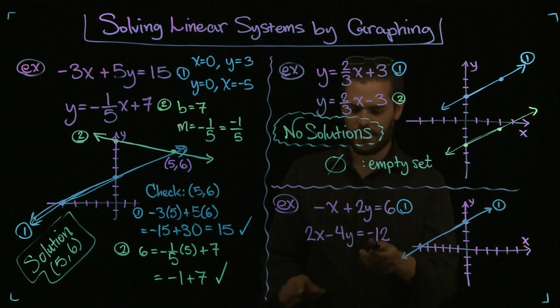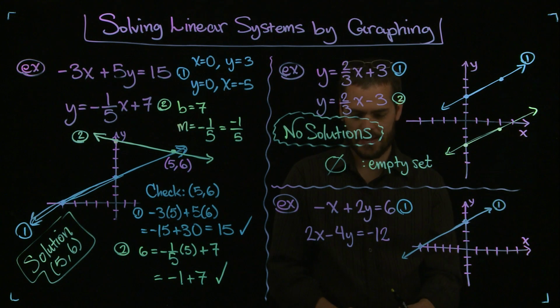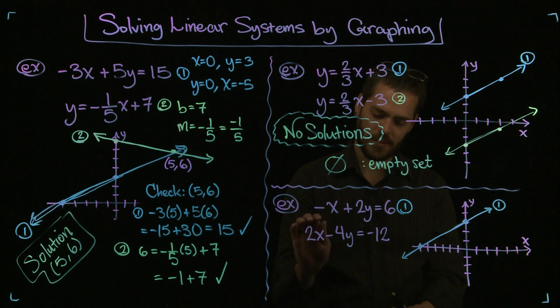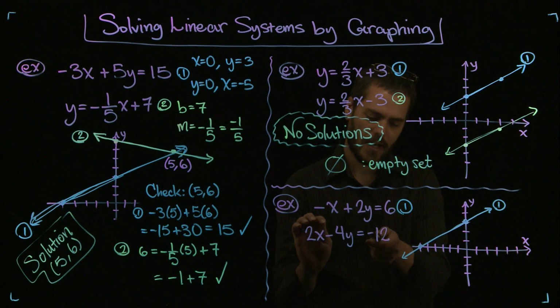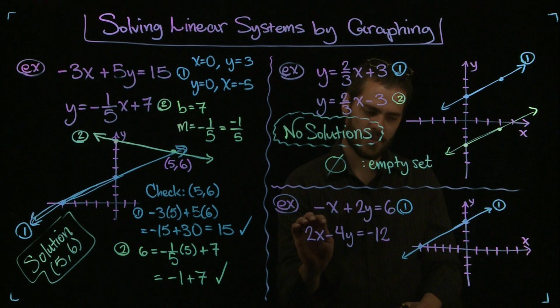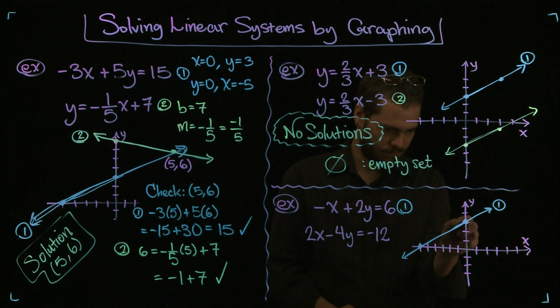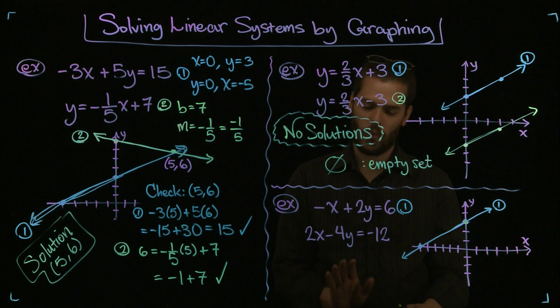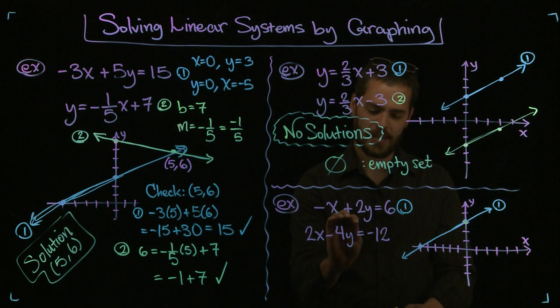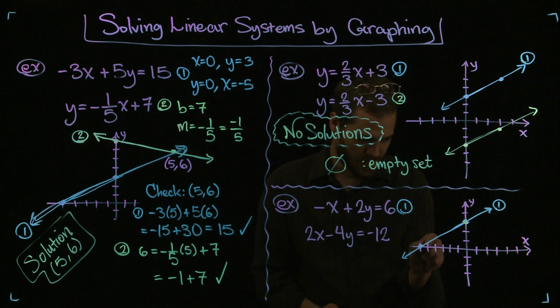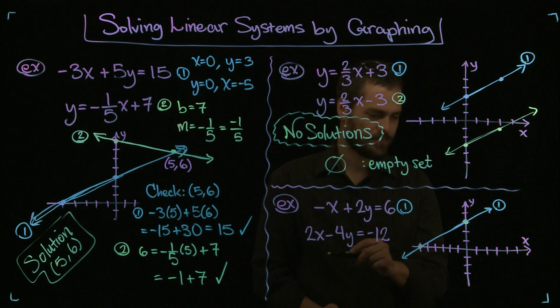Since the next equation is also in standard form, I'm going to try that method of finding the x and the y intercepts. So let x equal 0. Negative 4y equals negative 12. Divide both sides by negative 4, and that tells me y is equal to 3. Okay, right here. Let y equal 0. 2x is equal to negative 12. Divide both sides by 2, and that tells me x is equal to negative 6, which is the exact same point as the other one.